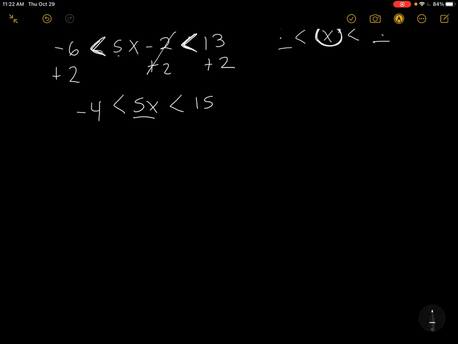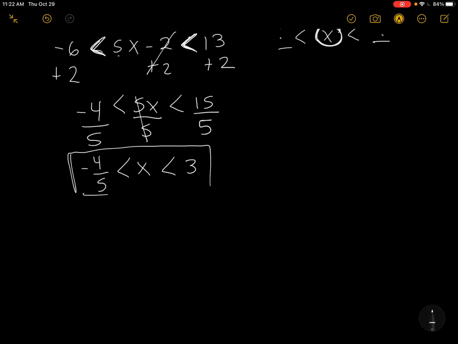Okay. And again, now I'm going to divide all the sides by 5. If it was -5, what would I do? I would flip all of the signs, right? But it's positive, so I don't have to flip them. And we can just keep this in fraction form. So x is greater than -4/5, and x is less than 3.